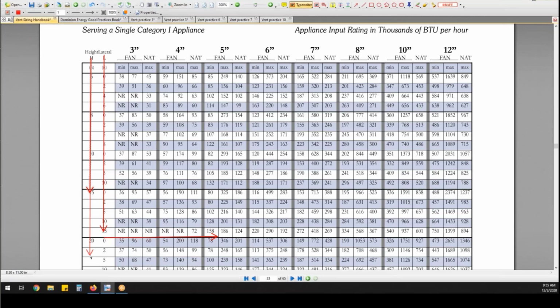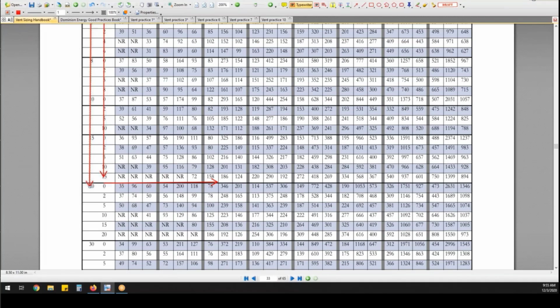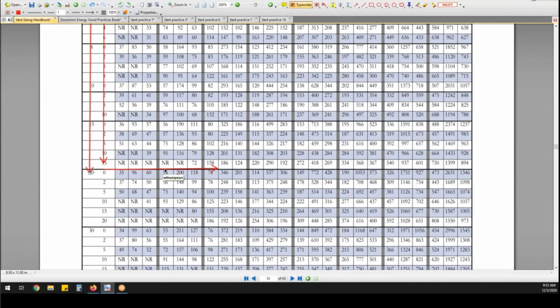I don't have 22, so I go down to 20, because if I know a 20-foot height will work, then certainly a 22-foot height will work. The taller the flue, the better it will vent. Okay. My lateral on this one was 7 feet.